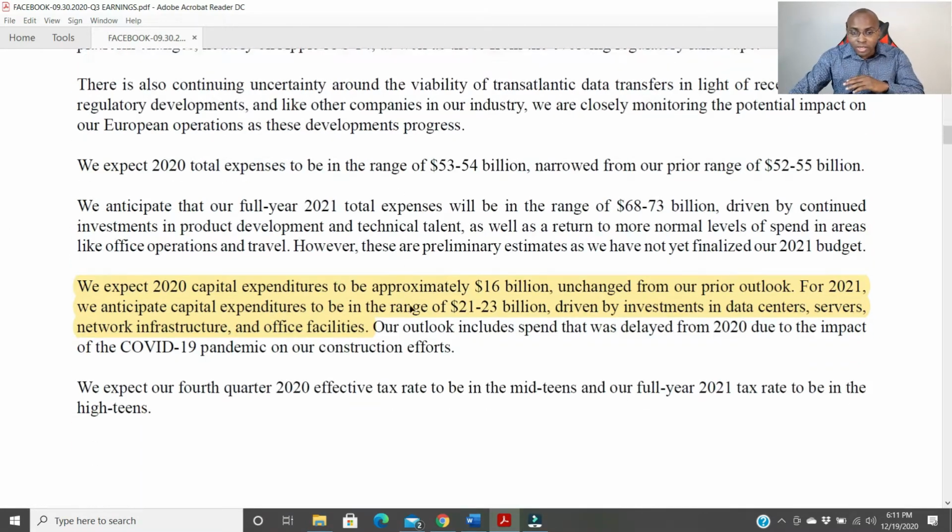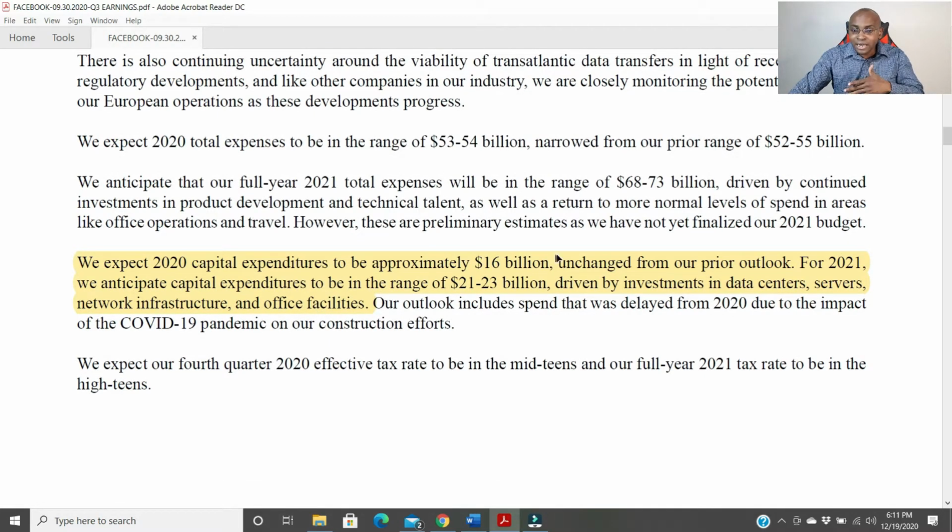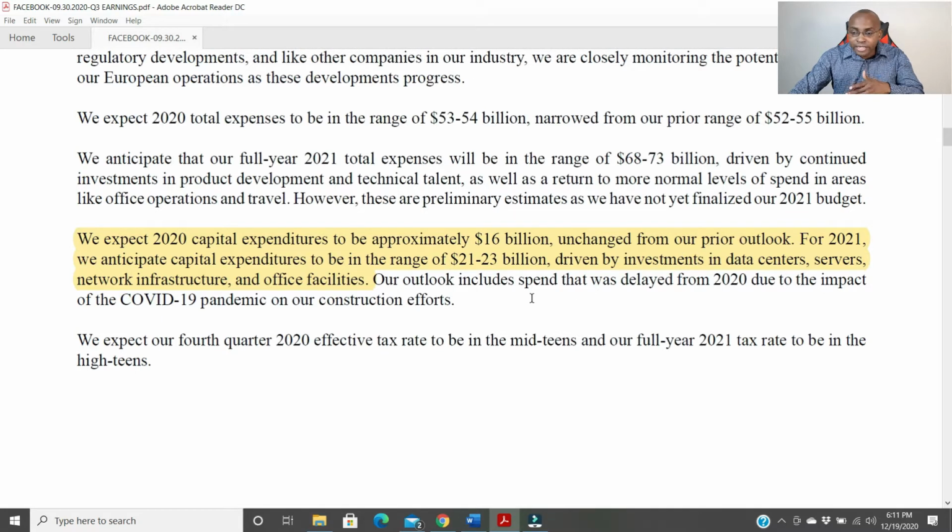So that is what the CFO is saying right here, the Chief Financial Officer. He's also expecting that in terms of capital expenditure, going forward in 2021, capital expenditure will be somewhere around 21 to 23 billion. And this is going to be driven by investment in data centers, servers, network infrastructure, and office facilities. So what he's saying is that they're looking to expand. When they expand in non-current assets, we have to talk about this all the time. Investment in non-current assets brings back cash inflow, because the definition of an asset in accounting terms is something that brings future economic benefits. Let's jump into the financial statements.